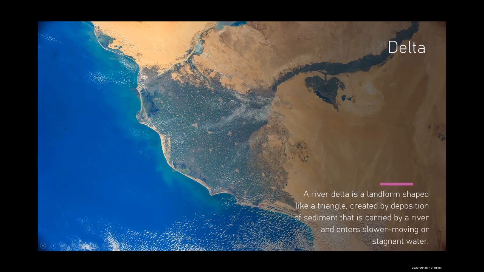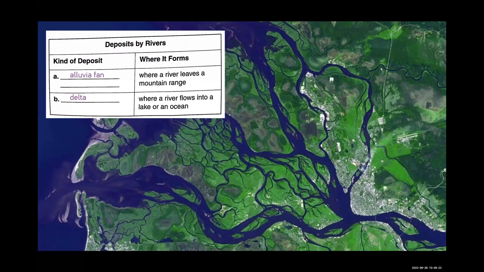And deltas can be really large. This could be a smaller delta, part of a larger delta, and we'll see a picture like that in just a second. This is created by the deposition of sediment that's carried by a river and enters slower moving or stagnant water. Stagnant means it doesn't move at all. So when a river leaves a mountain range, it creates an alluvial fan, and when it reaches water instead of land, it creates a delta.